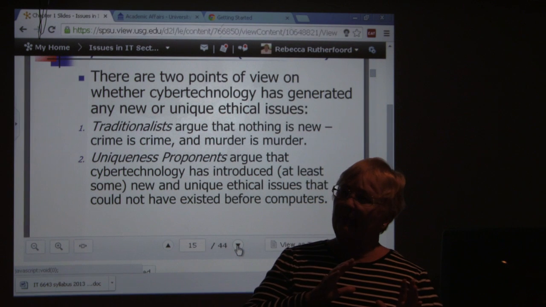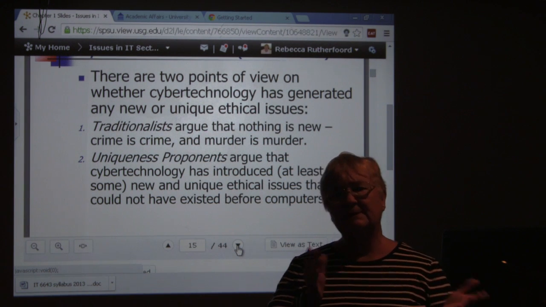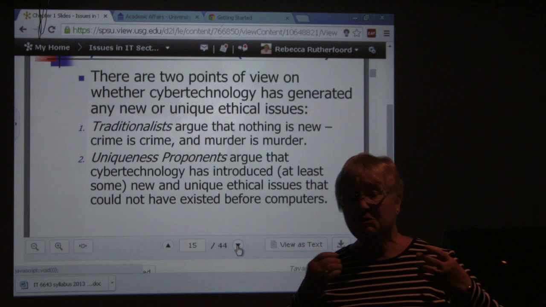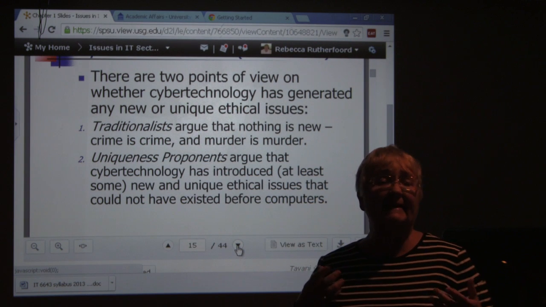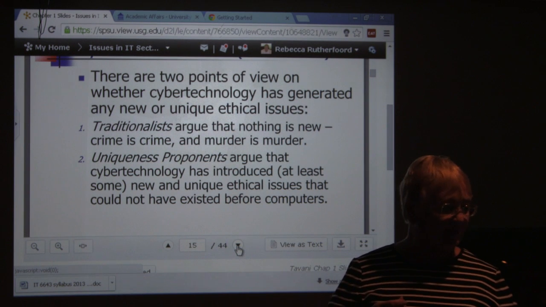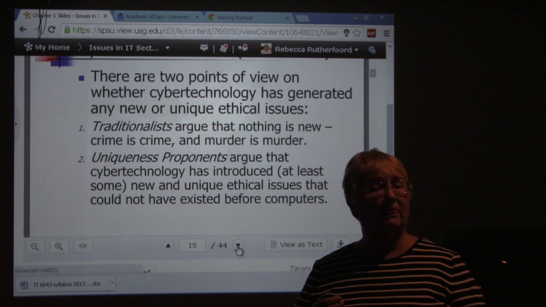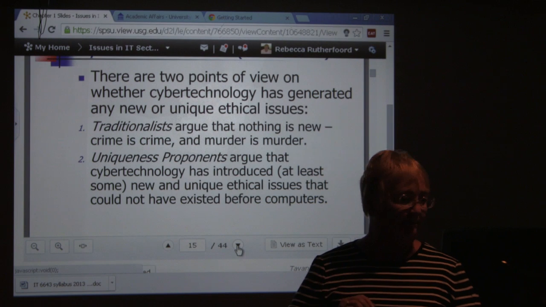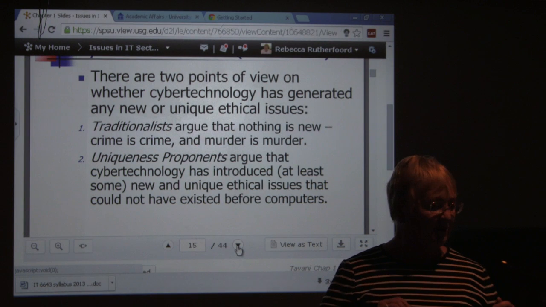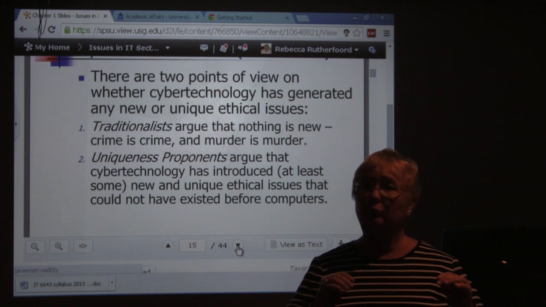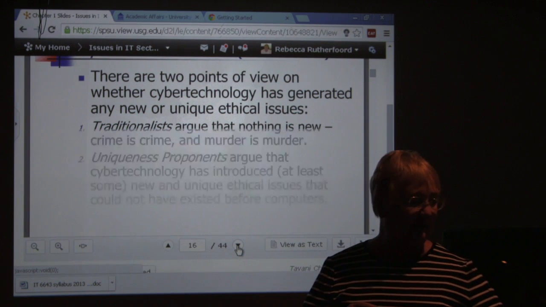The author feels that there are two viewpoints in this area. We look at whether these new technologies and connectivities have added anything new to our ethical dilemmas. First of all, the traditionalists basically say nothing's new. The technology has changed, we've upgraded things, but our ethical dilemmas have remained the same. But some folks argue that our cyber technologies themselves have added some unique, distinct ethical issues that we might not have had previously.